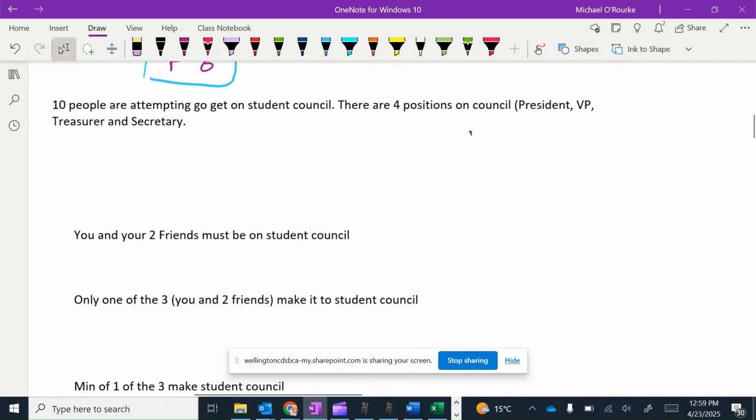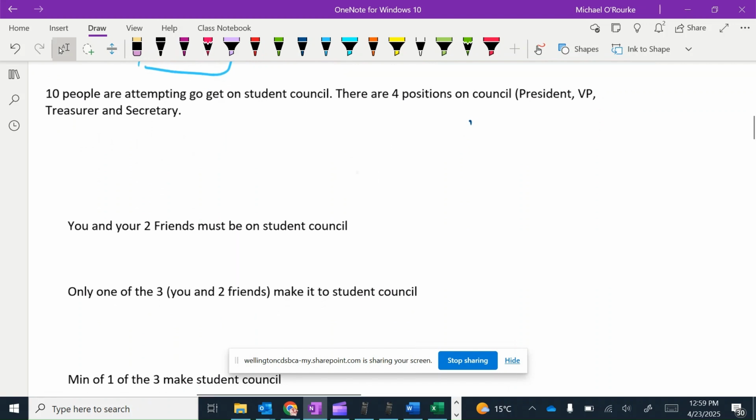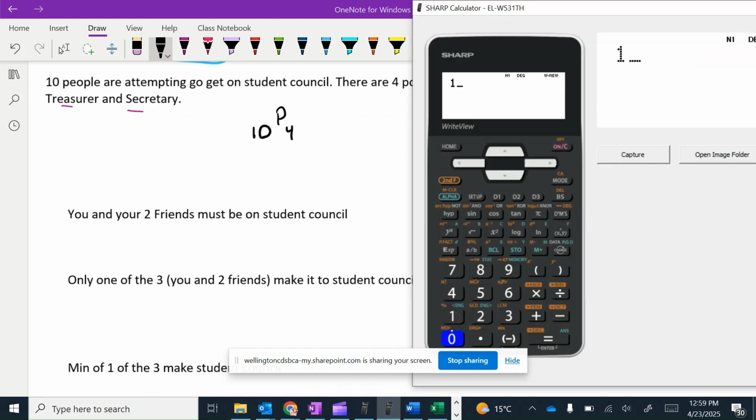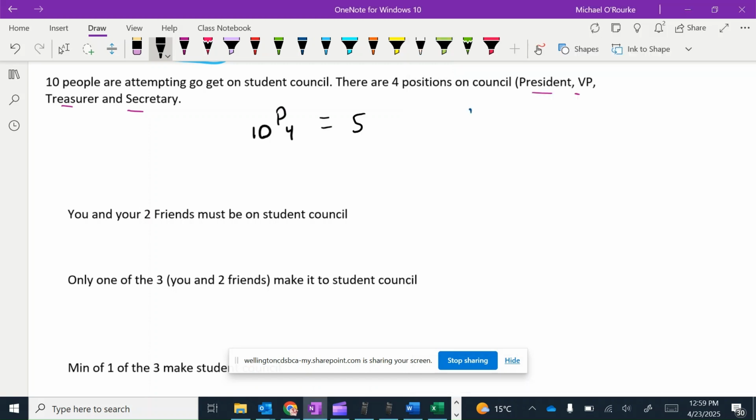Here's one with roles. 10 people are attempting to get on student council. There are 4 positions. How many different student councils could we have? Once you figure it out, pause it. Now, it'd be 10P4. That would give us our total number of different student councils that we could have.